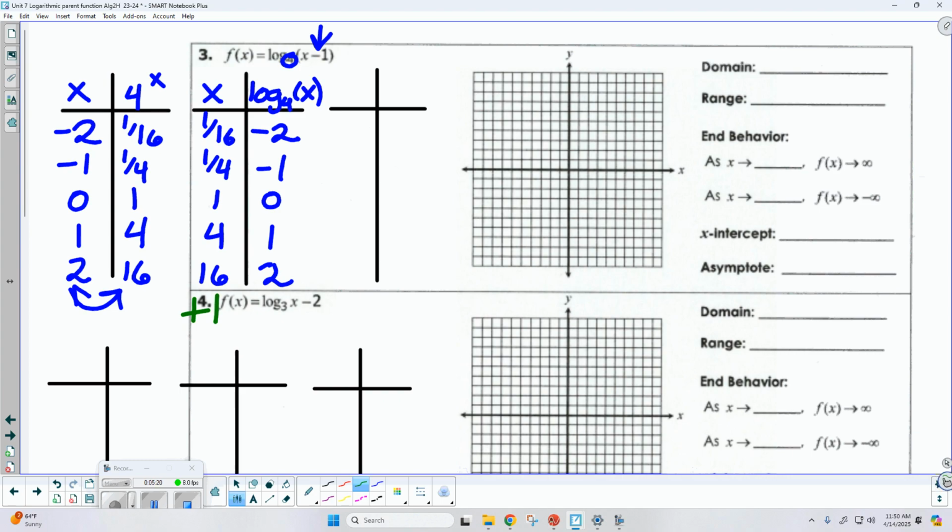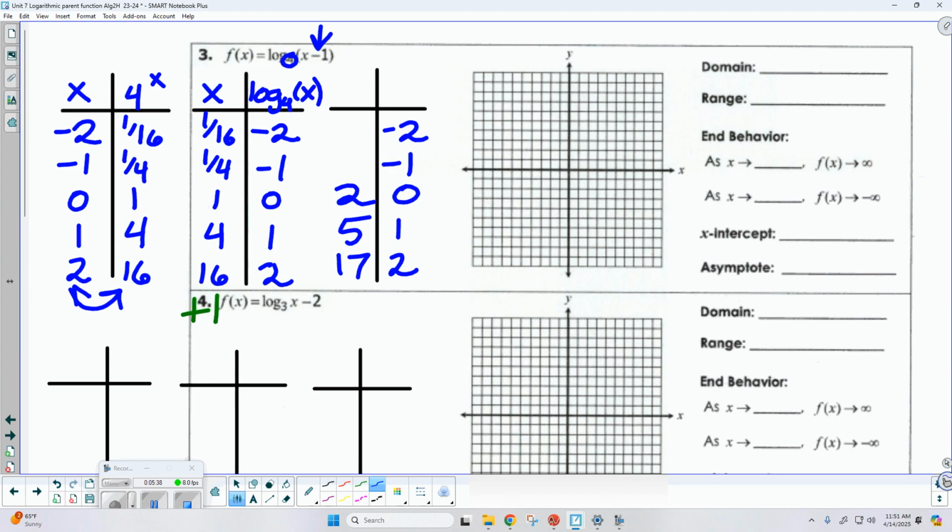You'll notice there is nothing happening vertically. Nothing's going to happen to those y values. They are going to stay exactly the same. So this is -2, -1, 0, 1, 2. But what's 16 plus 1? 17. 4 plus 1 is 5. 1 plus 1 is 2.